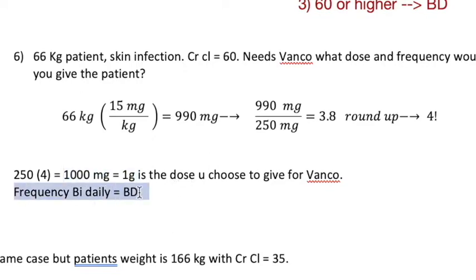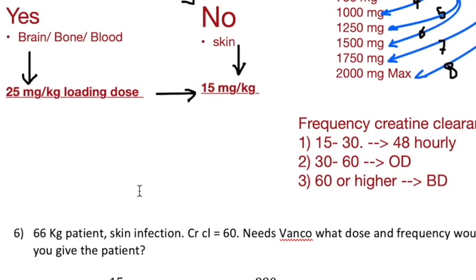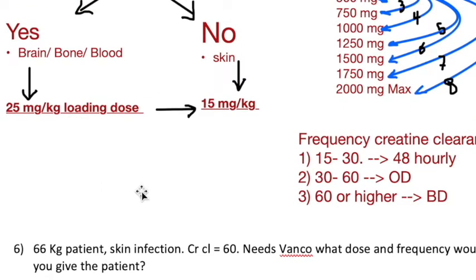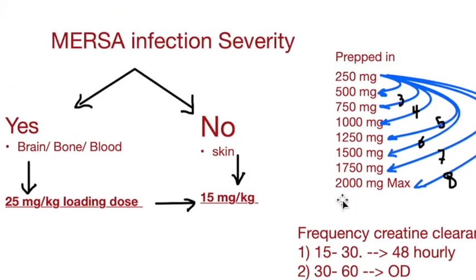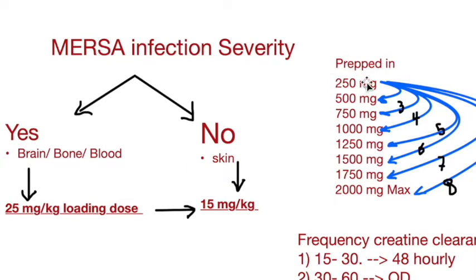And then frequency, we said it was bidaily. Why? Can someone tell me why? Exactly, because the creatinine clearance was above 60, and therefore this section you need to memorize. This section only knows 250, so you can divide it to get the multiple.